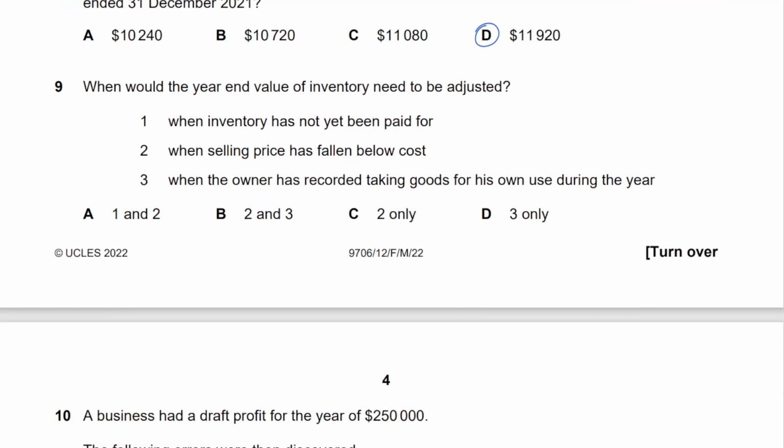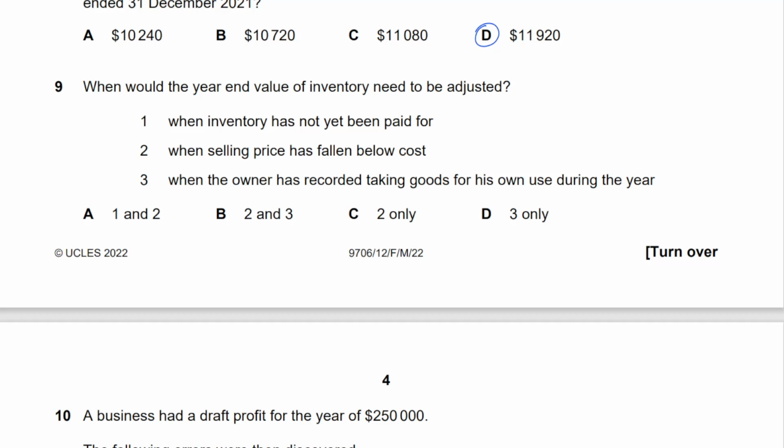Let's move on. When would the year-end value of inventory need to be adjusted? When inventory has not yet been paid for? No, that doesn't matter. It doesn't matter if we've paid for it or not. We'll not adjust the value based on that, right? When selling price has fallen below cost.